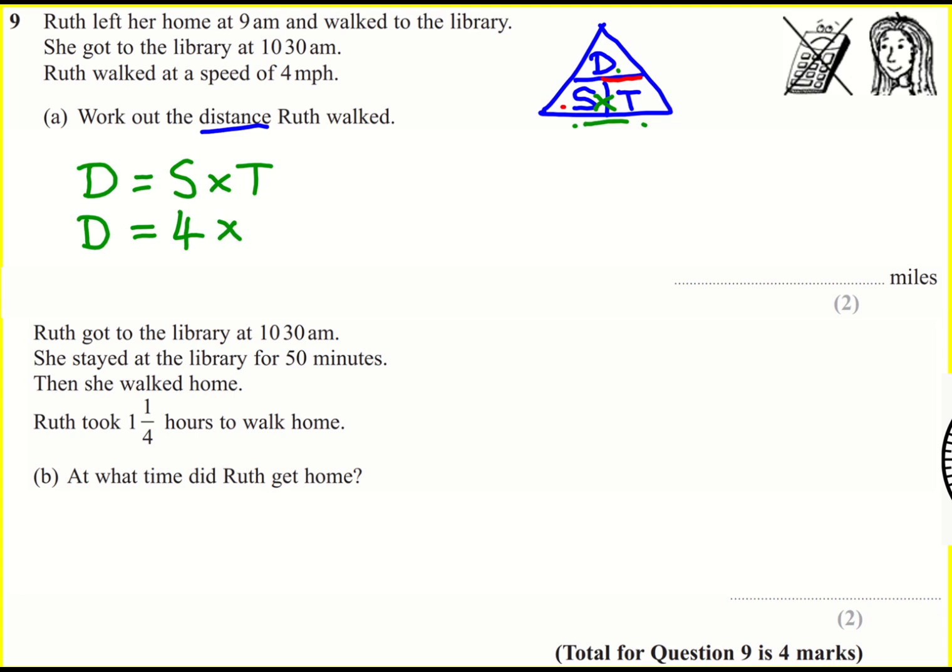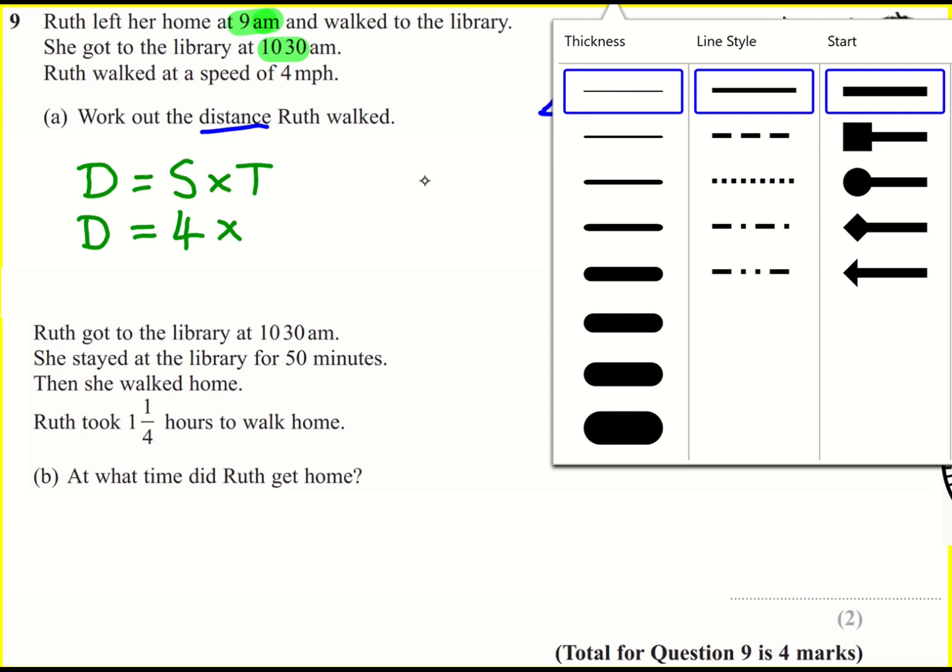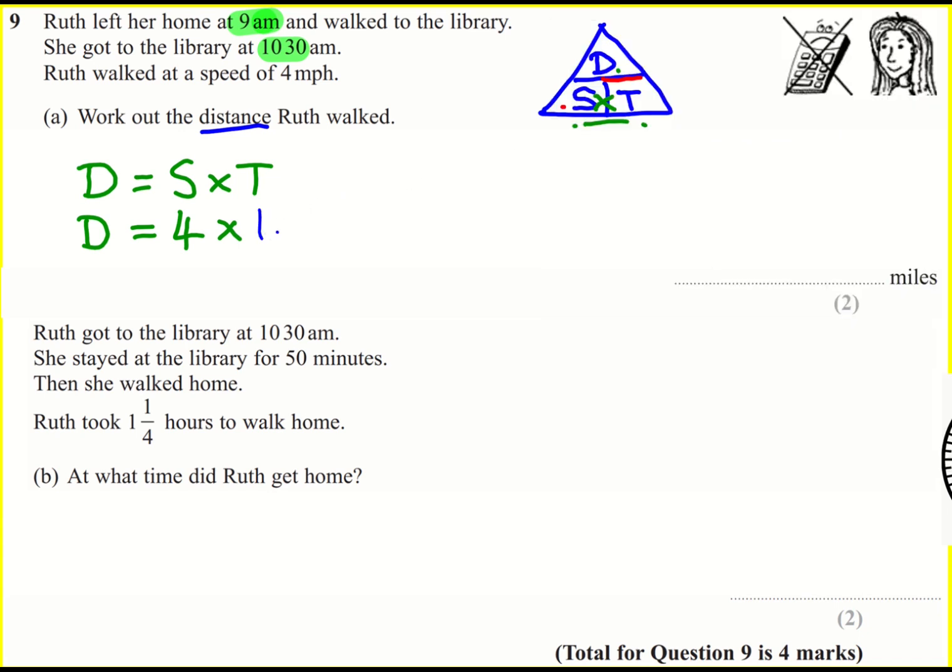You cannot put 10:30 or anything like that. You've got to figure out actually how long it took her. Well, she started her walk at 9 a.m. and she arrived at 10:30, which means that the time taken is 1.5 hours. Now we need to write that as 1.5. Okay, 1.5 hours is 1.5.